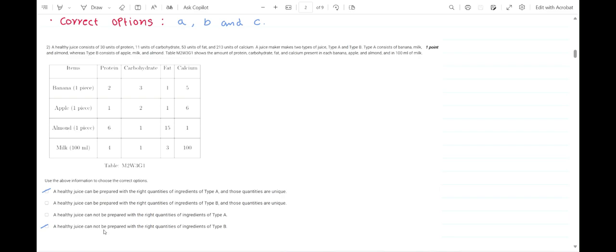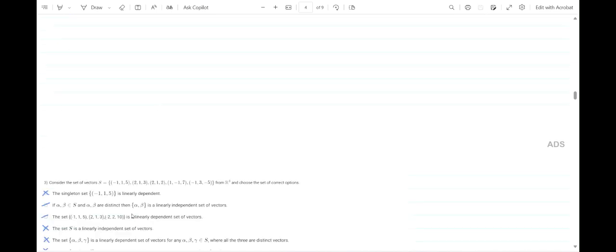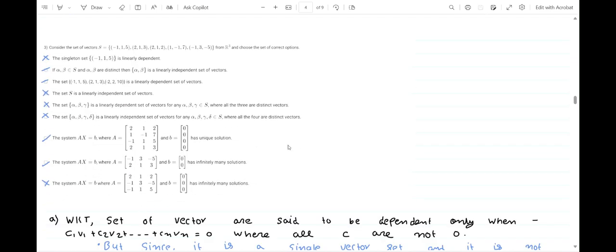Let us now look at the third question. The third question says: consider the set of vectors S from R3, and we have to choose the set of correct options.